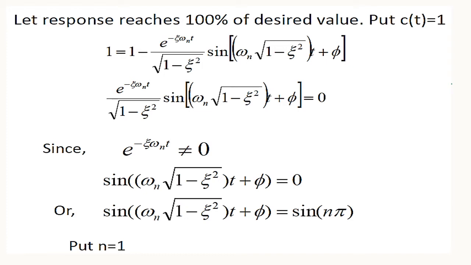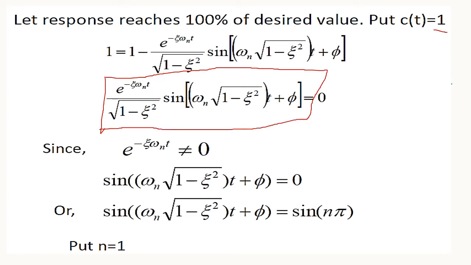Now let the response reach 100% of the desired value. Put C of t is equal to 1, which indicates 100%. Then we are left with this equation, that is e power minus zeta omega nt divided by root 1 minus zeta square sine omega dt plus phi. I can write this whole thing as omega d. Now if I equate this to 0, I know that e power minus zeta omega nt cannot be equal to 0 because it is not under natural frequency.